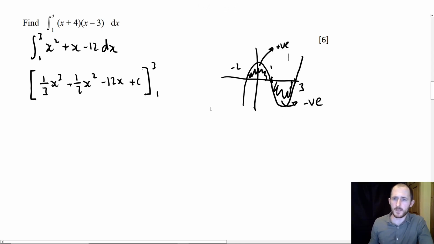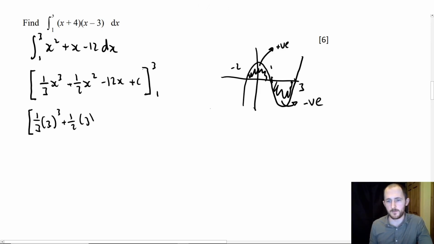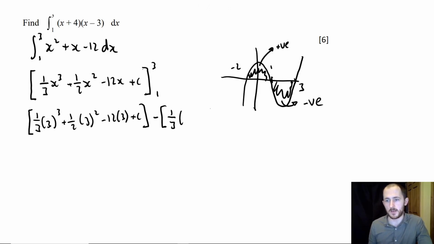So this is going to give us a number. That number is the area. So now what we're going to do is sub it in. So what we do is we first take this whole expression and sub in 3. So we have 1/3, 3 cubed, plus a half, 3 squared, minus 12, 3, plus c. And then what we do is we subtract the exact same formula, but when we sub in 1. So if you like, when we integrate, it actually gives us an equation for the area, except if we don't sub in limits, it's from -infinity to whatever value we've picked.